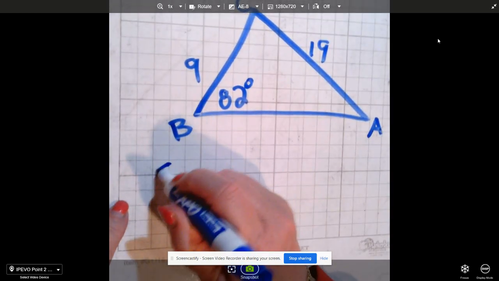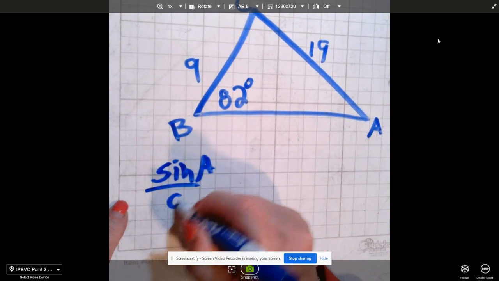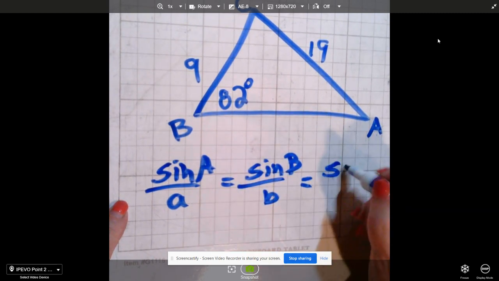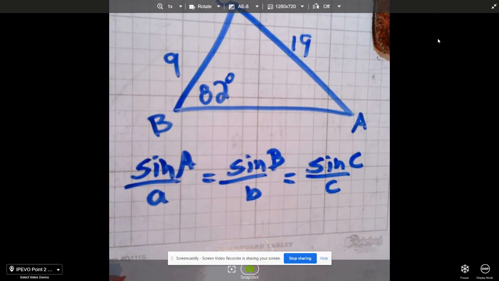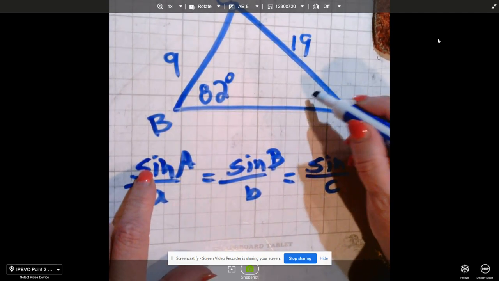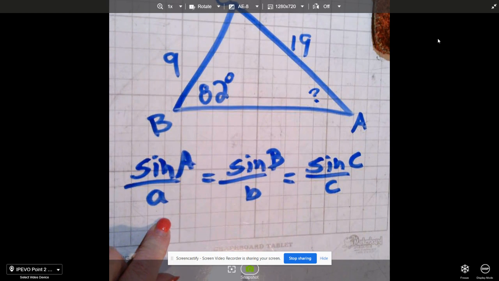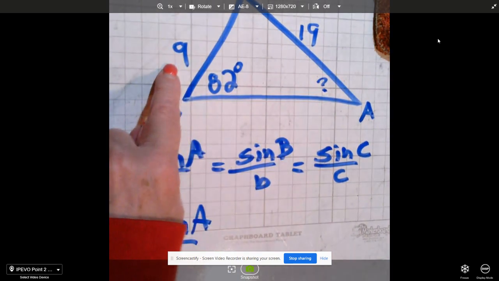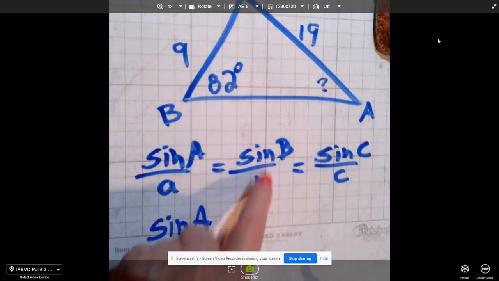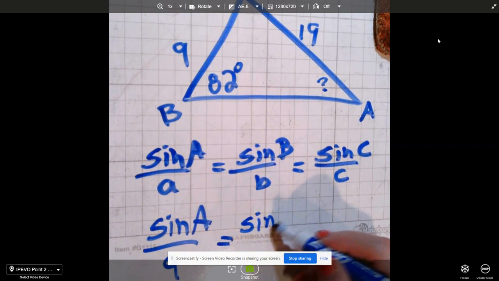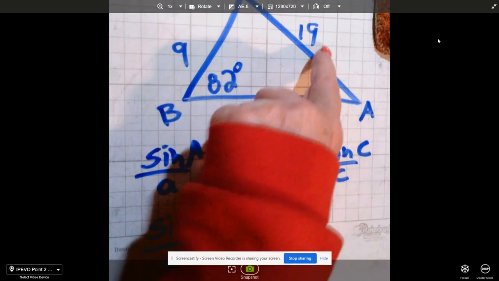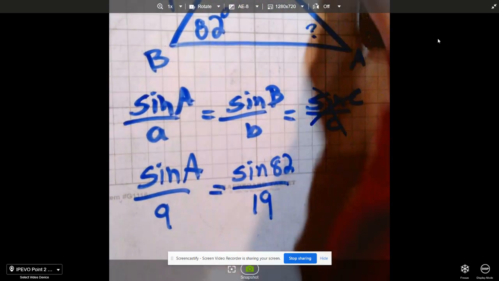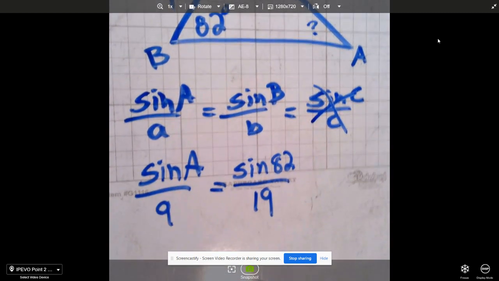So if you remember, the law of sines is sine A over A equals sine B over B equals sine C over C. Well, sine A is what they're asking you for, so I definitely have to use this relationship. So sine A is my variable. So sine A over the side opposite A is 9. Sine B, well, that would be the sine of 82 over the side opposite B is 19. So I don't need to use sine C at all.